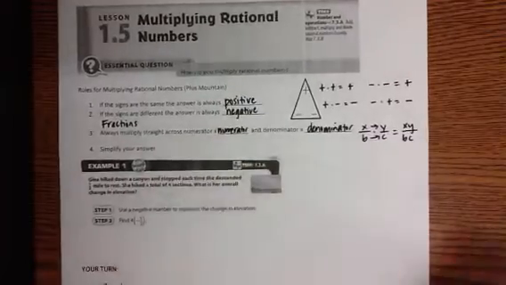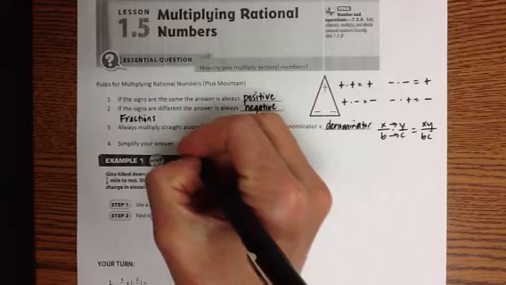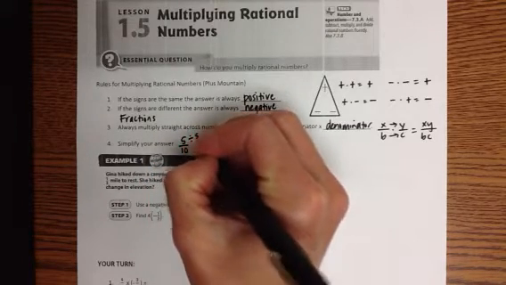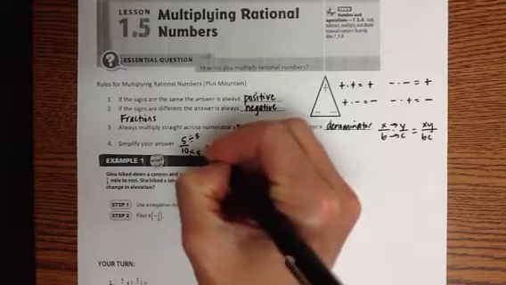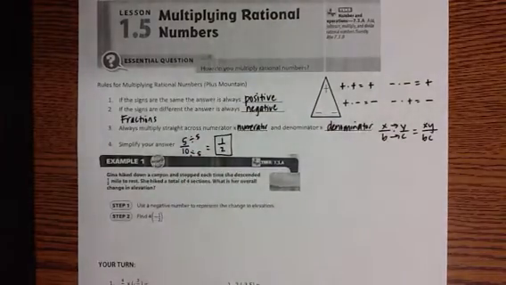And then of course at the end you always simplify your answer. So for instance, if my answer was 5/10, I would divide by 5, divide by 5, and my answer would be 1/2. You would always want to have your answer in simplest form.